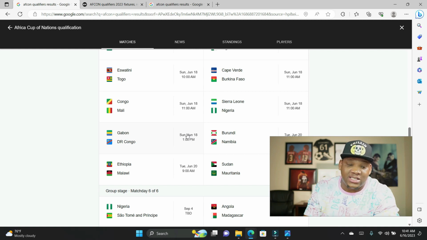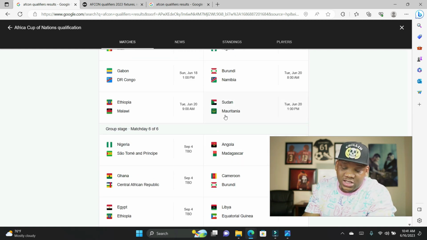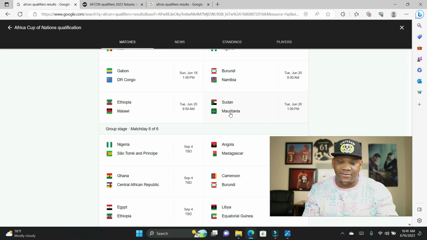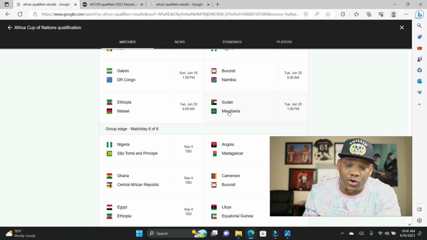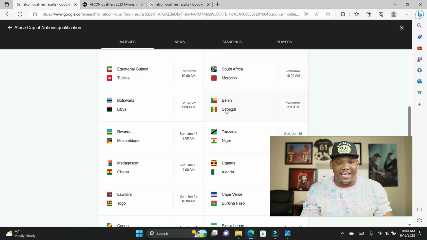And then on Sunday, we got Gabon hosting DRC, Burundi, Namibia, Ethiopia, Malawi, Sudan, Mauritania, which is going to be the last game of this iteration of matches. And then we're going to have other games after that in September, but we're going to focus on these particular ones from Saturday, Sunday, up until next week, midweek on Tuesday.